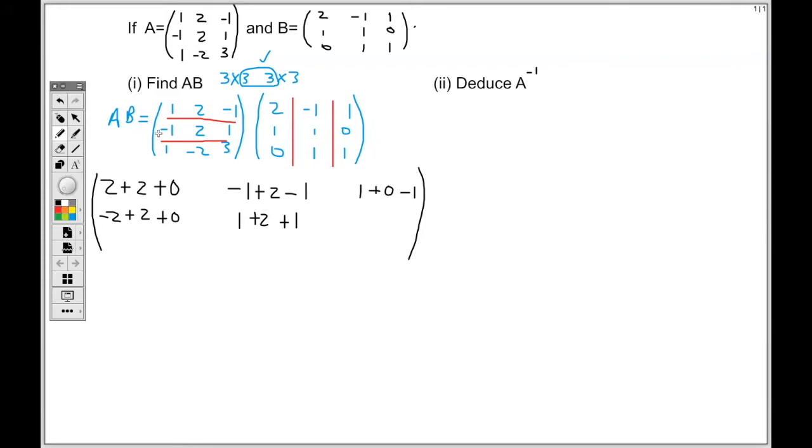Now we're going to multiply the second row by the last column. Negative 1 times 1, that's negative 1. Then 2 times 0, that's 0.